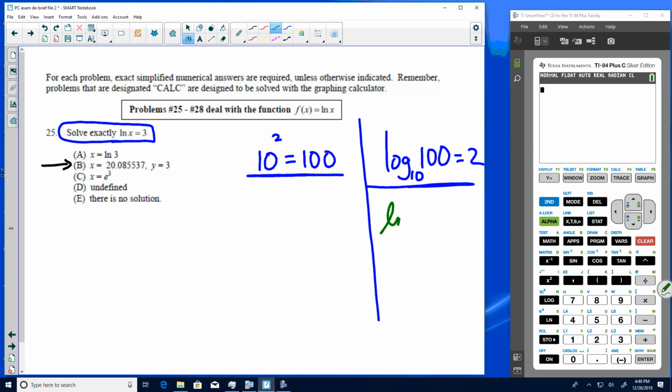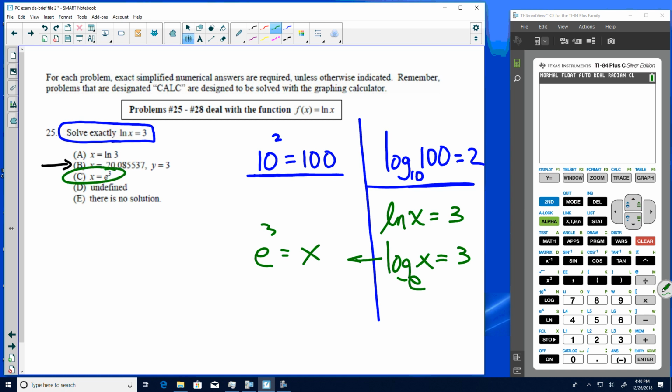It says natural log of x is equal to 3. You should know that that's using the base e, right? So log base e of x is 3. So we just have to translate it. Log base e of x is equal to 3. So we just translate it and we get e cubed is x. And that is the solution to that equation. Okay, x is e cubed. Okie dokie.